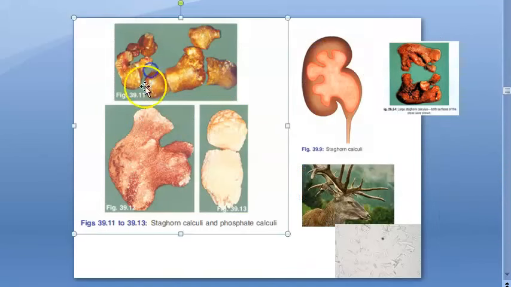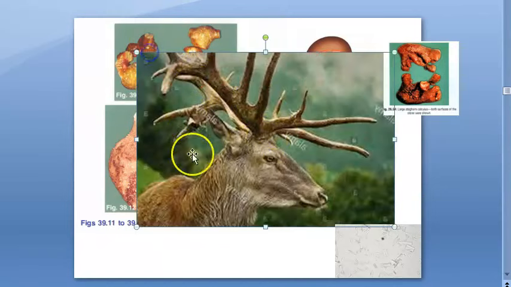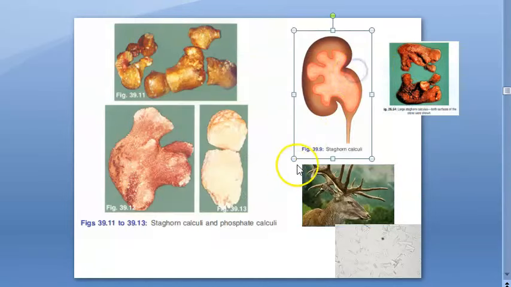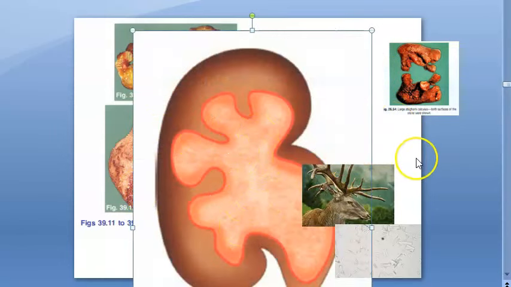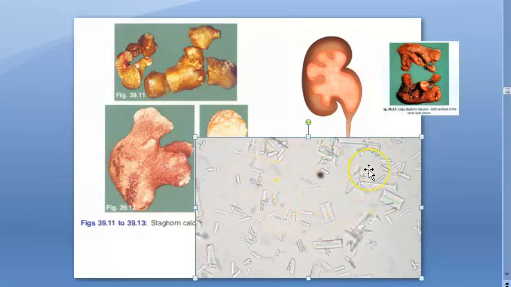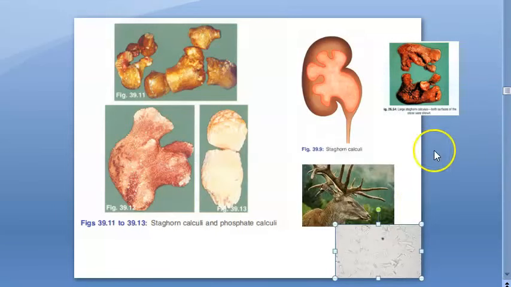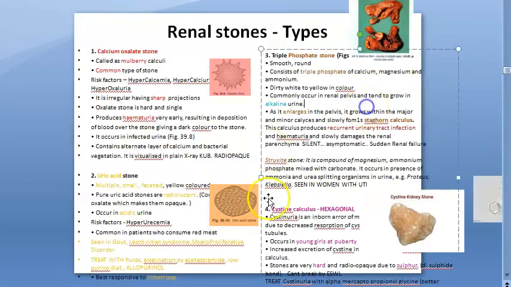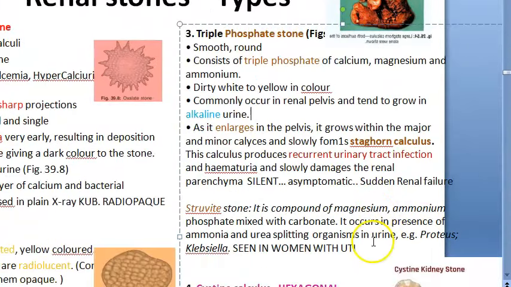Look at the photo. So this is all staghorn calculi. That's why it's called a staghorn. See the way it takes the shape of the pelvis and the calyxes, right? Dirty white, yellow, and actually the crystal structure has a coffin lid appearance. So there's a lot of terminology here that you just learned. Triple phosphate stone, triple phosphate of calcium, magnesium and ammonium. This word is important: it occurs in alkaline urine. It enlarges in the pelvis, that too asymptomatically, right? And it forms something like a staghorn, also called staghorn calculi.